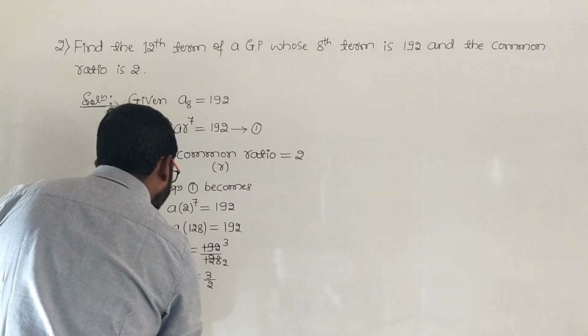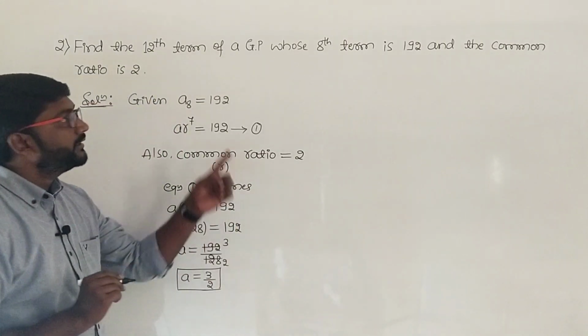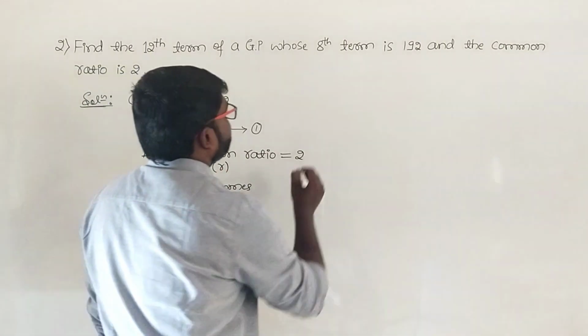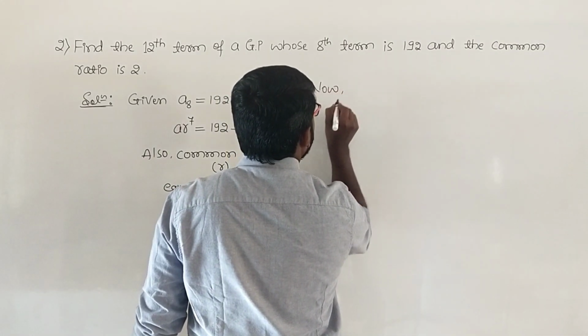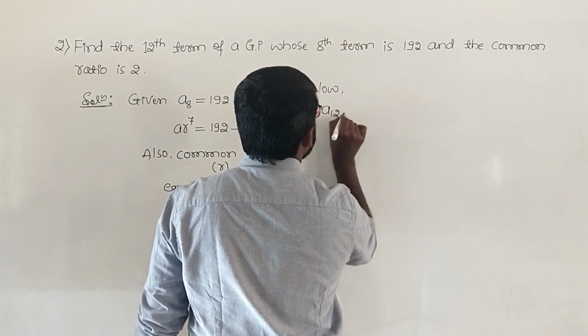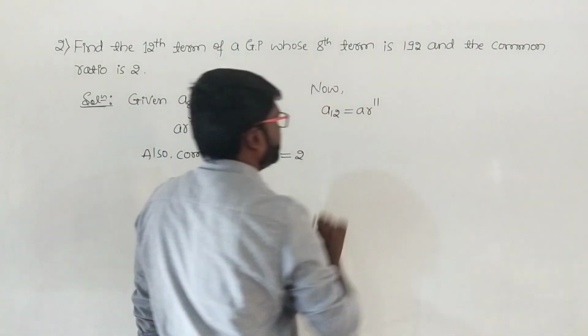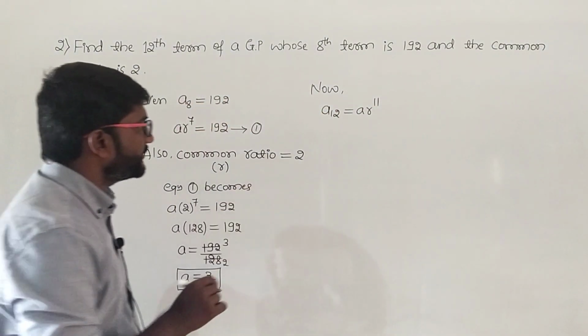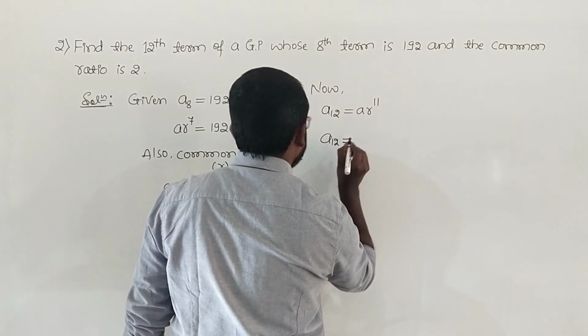With the help of A and the common ratio, we can find the 12th term. So A12 equals A into R raised to 11. So A12 equals A. What is A here?